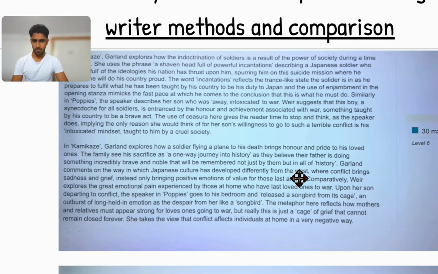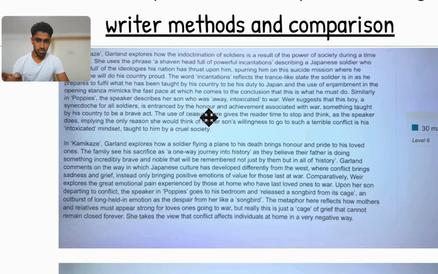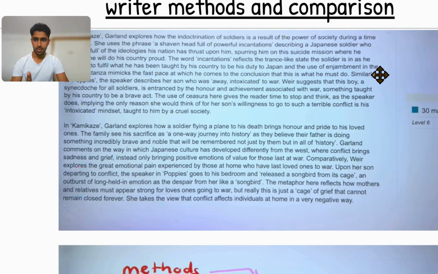This got 30 marks. Now there's two reasons why you would struggle to do this. The first reason is the use of caesura, if I said that right. The use of caesura is one reason why you wouldn't get this. The second reason is the comparative and "similarly".